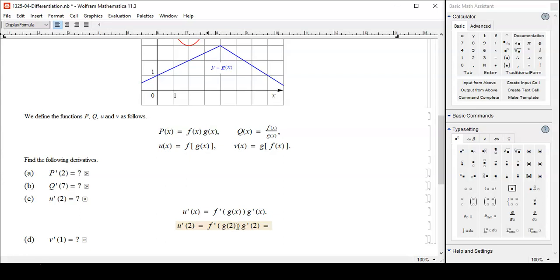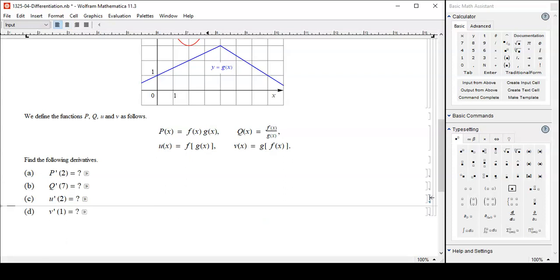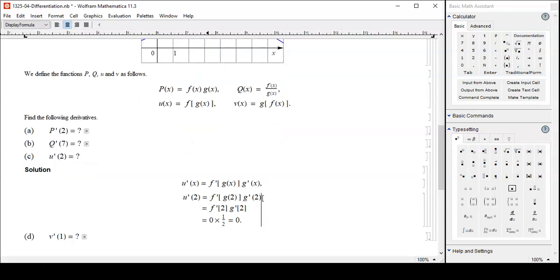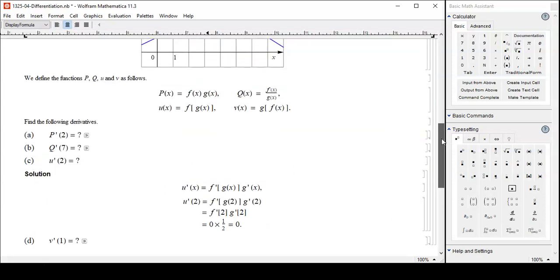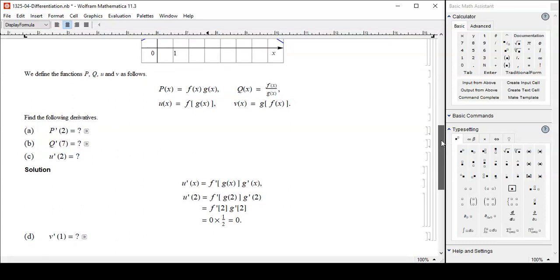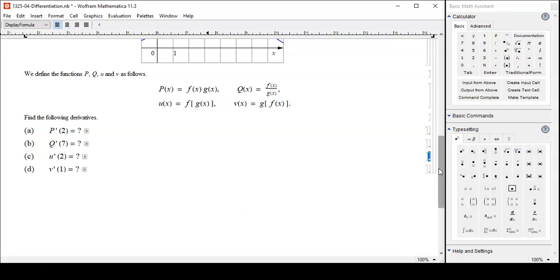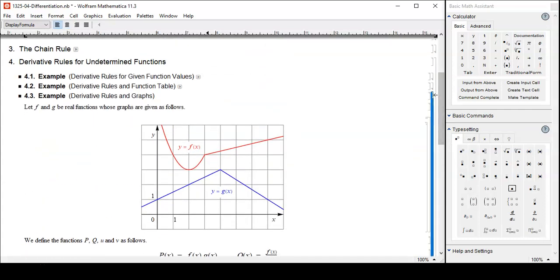Now, what are g of 2? What are g prime of 2? And what is f prime of g of 2? You can do it like this, and you can do this by reading the graph. It turns out 0. I'm going to leave the details to students.